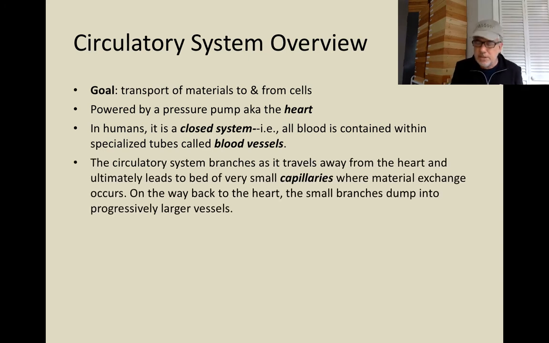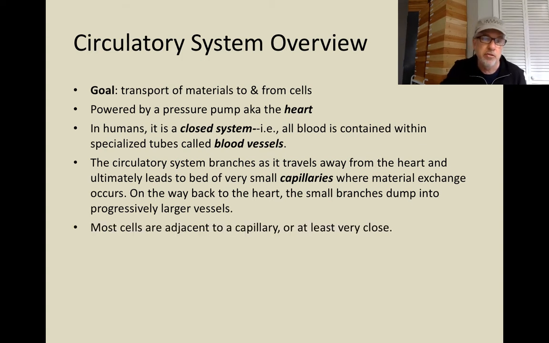The circulatory system branches as it travels away from the heart into ever smaller branches until eventually it gets to what's called a bed of very small vessels known as capillaries, and that's where material exchange occurs. On the way back to the heart, the smaller branches dump into progressively larger blood vessels until you get to two really large ones that dump into the heart, as we'll explain in a few minutes.